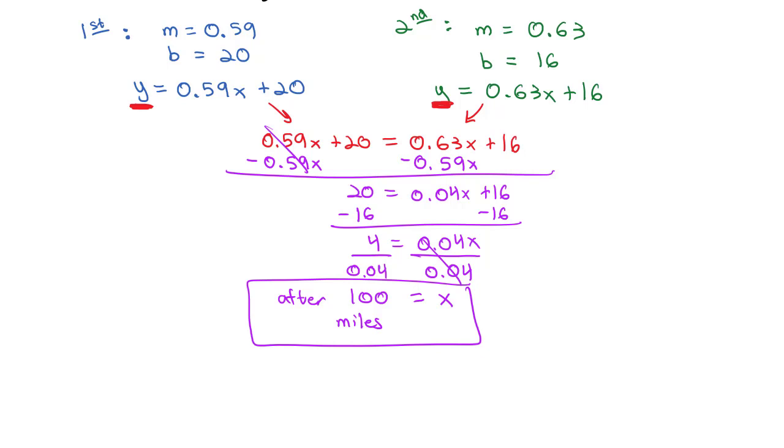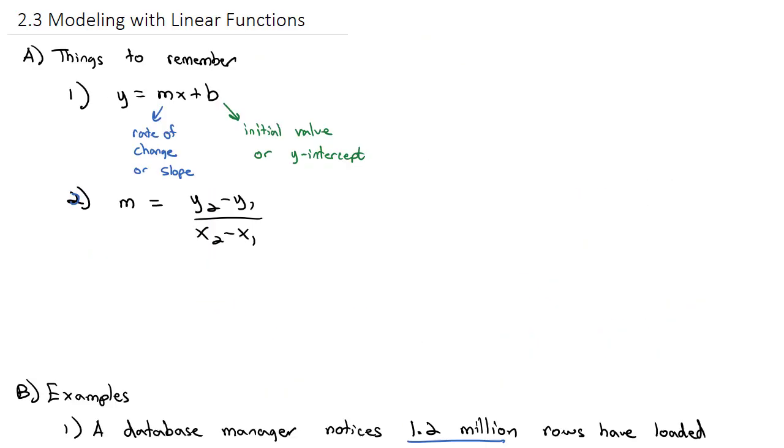These application modeling problems can come in lots of different types, styles, and forms. What we know, though, is the same for all linear functions, is that y equals mx plus b, where m is that rate of change or slope, b is that initial value or y-intercept. We also know the formula for the slope. If you have 2 points, you should be able to use those things to answer any modeling problem with a linear function.